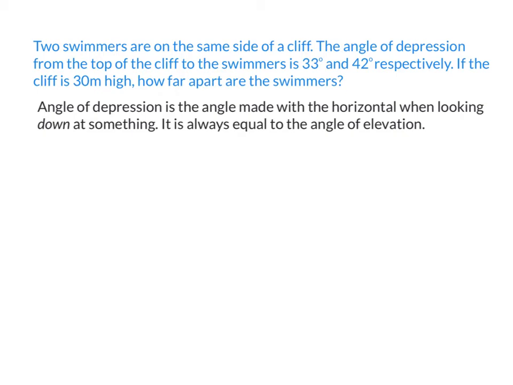Let's draw a diagram. What we have is some 30-meter cliff. And we've got 2 swimmers over here. We'll put them there and there. This one's talking about angle of depression. That's the angle with the horizontal when you're looking down. So I'm at the top of the cliff looking down. The angle to one of them is 33 degrees and the other is 42 degrees.